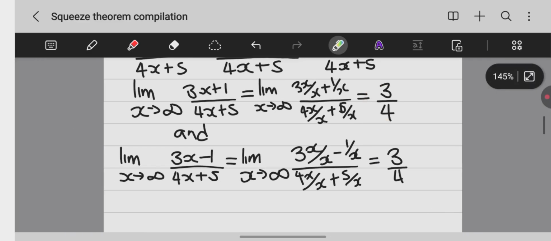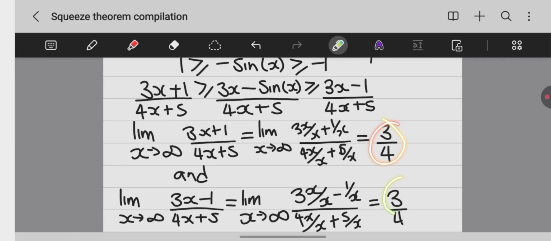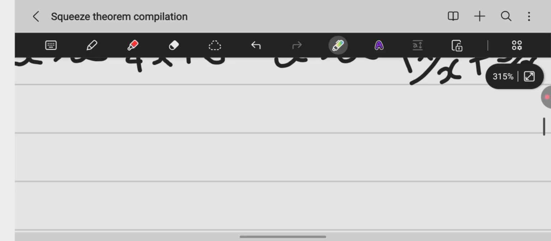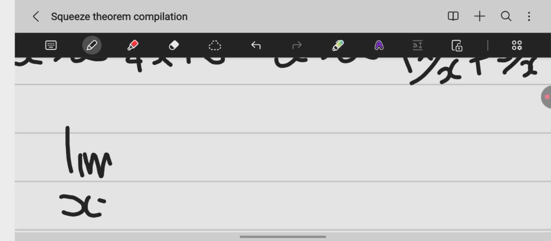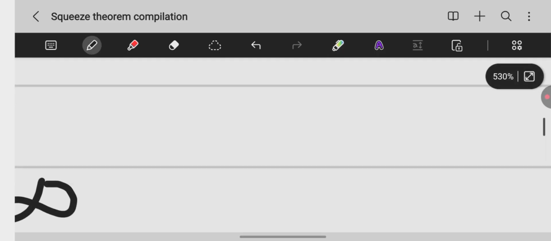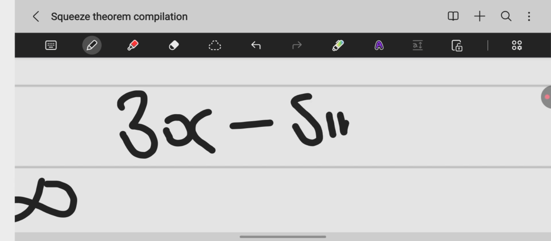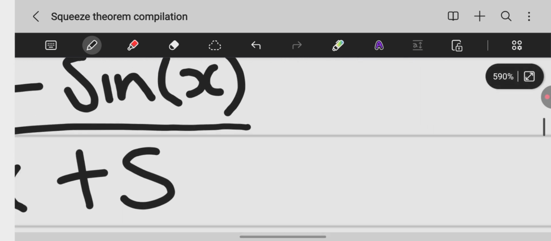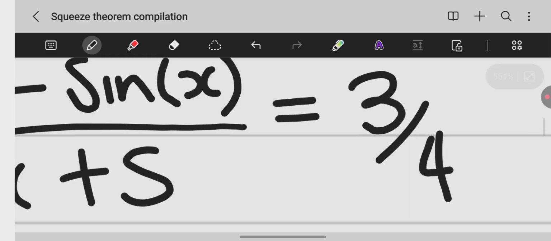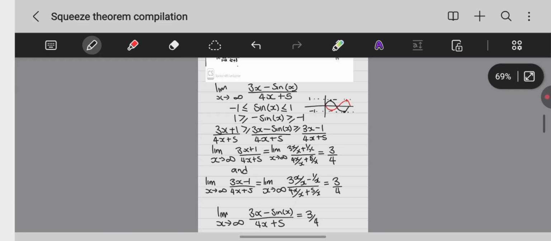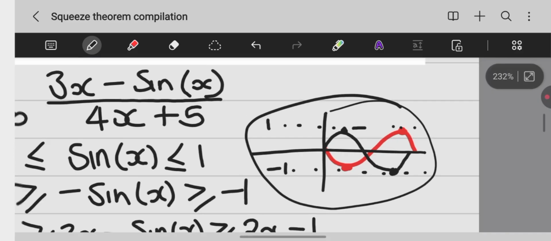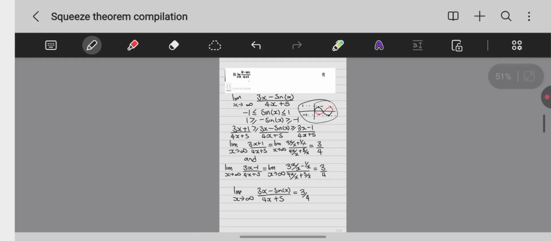So by default, because the left limit is also equal to the right limit, that would mean the limit for the middle is also equal to 3 over 4. So the limit as x approaches infinity of 3x minus sine x all over 4x plus 5 is also equal to 3 over 4. And that's how you would answer this 5-mark question. You don't have to draw this. I was just explaining, but that's how you would answer this question.